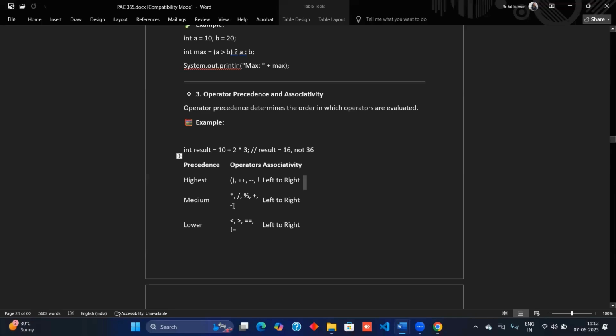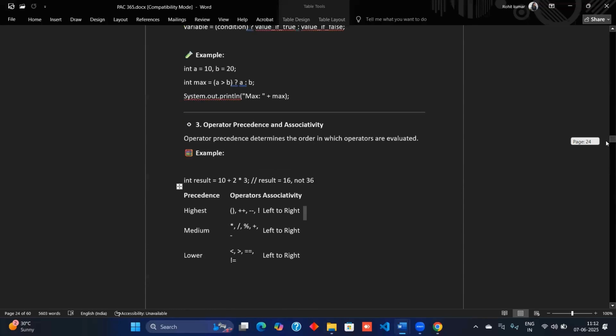After that plus we have the minus here, and then coming to the lower we have first the less than sign and greater than sign, then equal to, not equal to. Here also you have to follow this condition only, from left to right. In the mathematical equation, if all the values are there, we follow all these conditions from left to right.